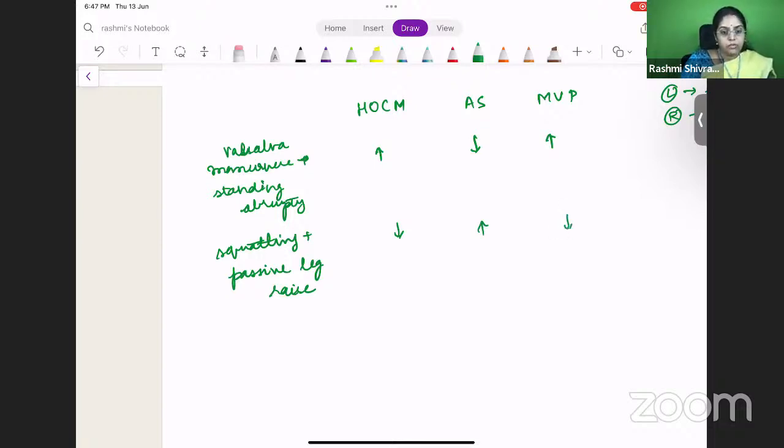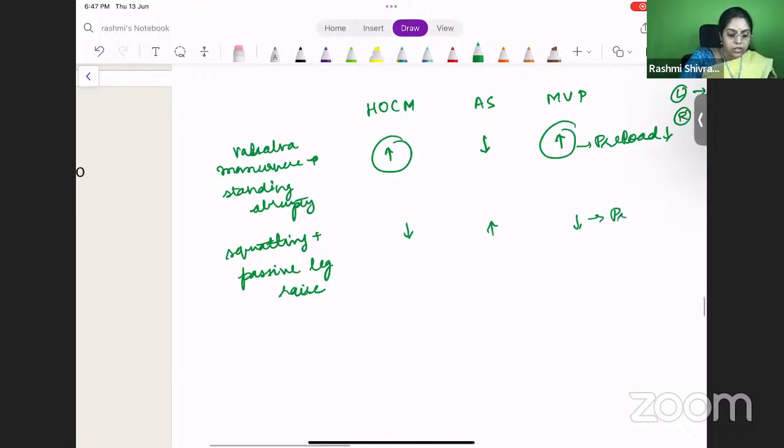So this is very clear, you have to understand. When the preload reduces, the HOCM murmur and the MVP murmur will increase. Whereas when the preload increases, the HOCM and MVP murmurs will decrease. And it is the opposite for aortic stenosis, which you must remember. Okay? So this will be easy to answer now.